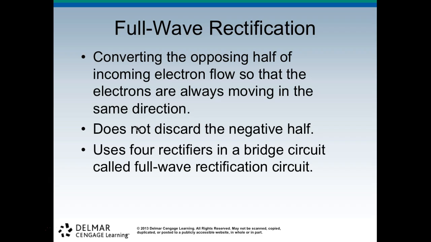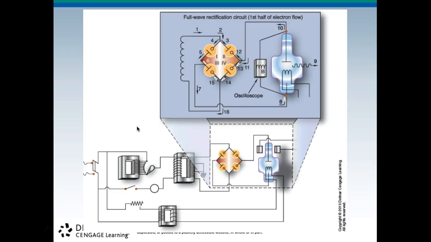Full-wave rectification converts the opposite half of the incoming electron flow so that the electrons are always moving in the same direction. It does not discard the negative half, it uses it. It uses four rectifiers in a bridge circuit called a full-wave rectification circuit. You can see the picture here. We have the four diodes, so it's coming in, goes 1, 2, 3, comes around, 4, 5. So you can see it's constantly moving.